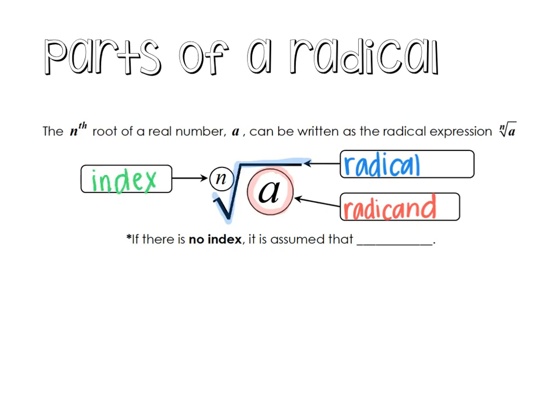So for example, if we have a radical symbol that looks like this, that index is 3, that's a cube root. If we have one that looks like this, the index is 4, that's a 4th root. If there is no index, it's assumed that the index is 2. So if you have this without any number, that's just a square root. So we assume that there's an imaginary 2 right here. And that's going to be very important later.